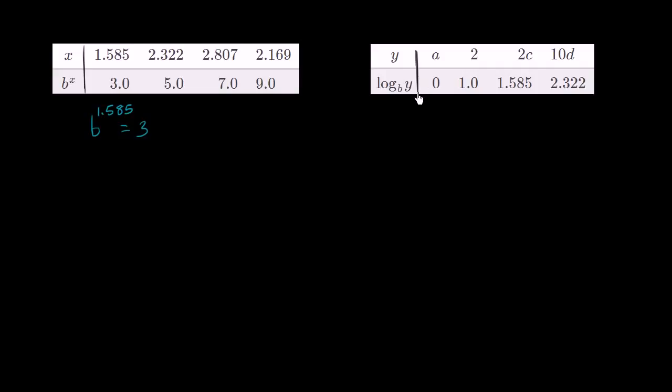Now this table over here is telling us for any given value of y, what is going to be log base b of y. So this tells us that log base b of a is 0. Log base b of 2 is 1. Log base b of 2c is 1.585. Log base b of 10d is equal to 2.322. That's what this last column tells us.